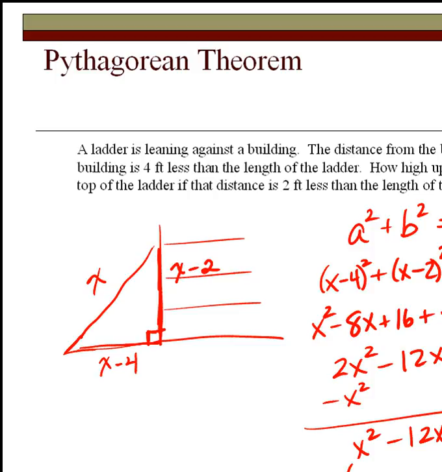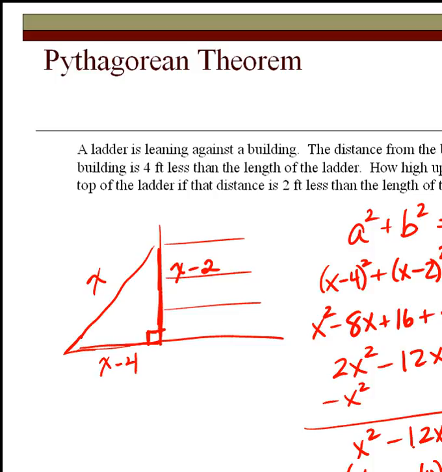So now we need to factor. x squared is x and x. The factors of 20 whose sum is 12 would be 10 and 2.